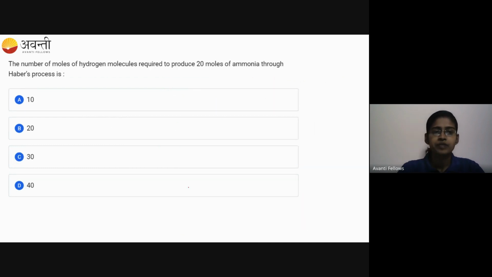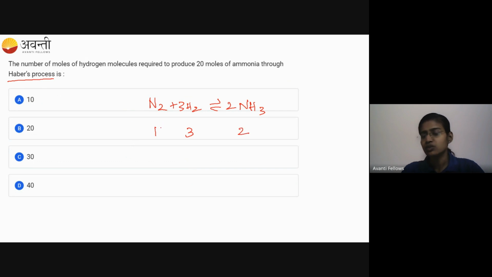Okay. So the next is the number of moles of hydrogen molecules required to produce 20 moles of ammonia through Haber's process. So what is Haber's process first of all? It is N2 plus 3H2 giving 2NH3. This reaction is called Haber's process. It is used for the manufacture of ammonia. And here if you see the ratio, 1 mole of nitrogen is reacting with 3 moles of hydrogen and it is producing 2 moles of ammonia.